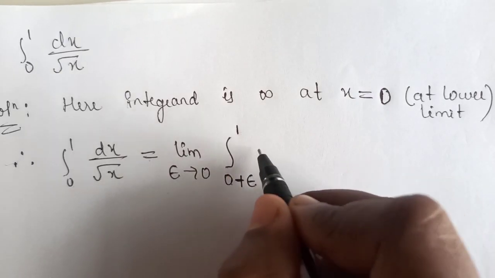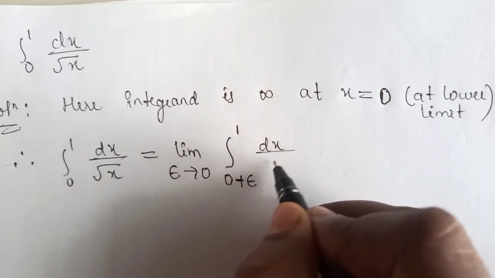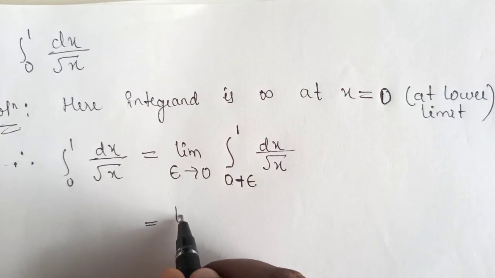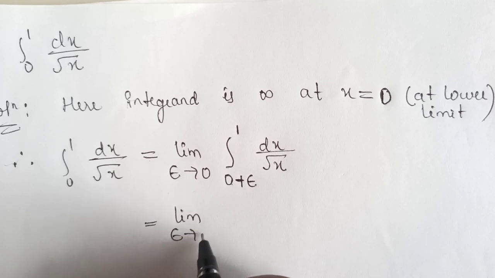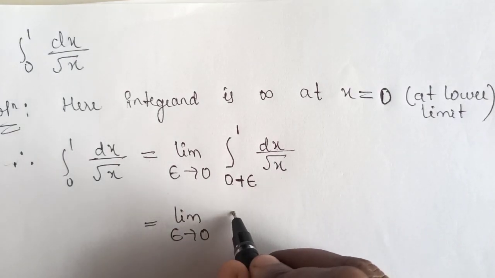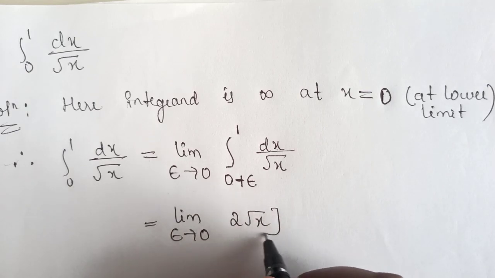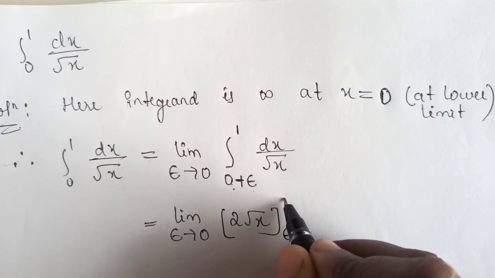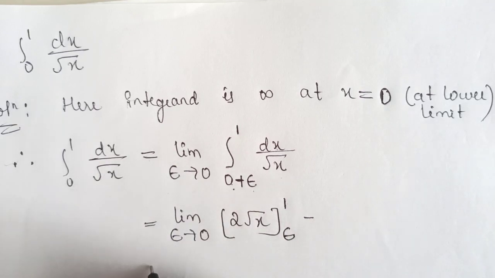Keep the upper limit as it is and the integrand also as it is. Now this can be written as limit epsilon tends to 0. We know that the integration of 1 by root x is 2 root x, and the limits are 0 plus epsilon to 1.